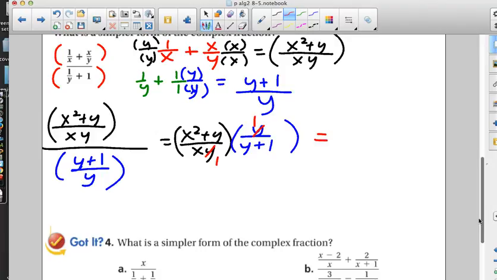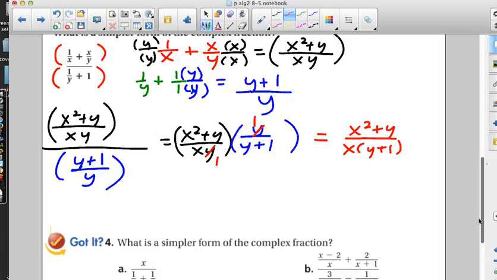And then fractions, it's always top times top, bottom times bottom. X squared plus y times 1 is just x squared plus y. And on the bottom we would have x times y plus 1. And we would be done. Because that factoring that we leave there shows we tried. You know, we tried to get this down as far as we possibly could. But it just wasn't working for us here.